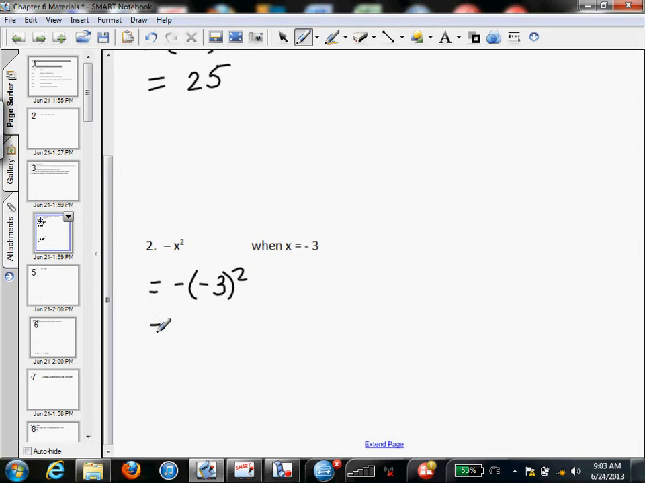squared. So if we simplify that, we have the negative, and that means the -3 times -3. So that negative will stay right there, but we know for right here, a negative times a negative will be a positive. 3 times 3 is 9, so that's a positive 9 right there. And then finally, just to simplify, we have -9.